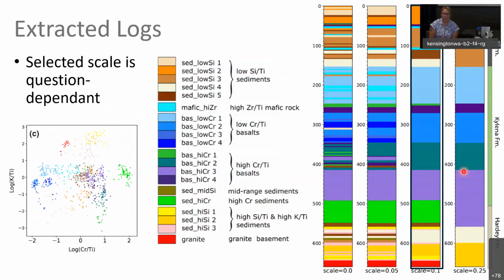And then from that, you can extract logs at different scales. So the scale at which you extract your log is entirely question dependent. If you're trying to understand just the boundaries between the main rock types, go ahead, extract at a large scale, something like this 0.25 scale. If you want to distinguish different volcanic flows through the central area and maybe alteration, flow tops and stuff like that, you might want to extract it at a finer scale.